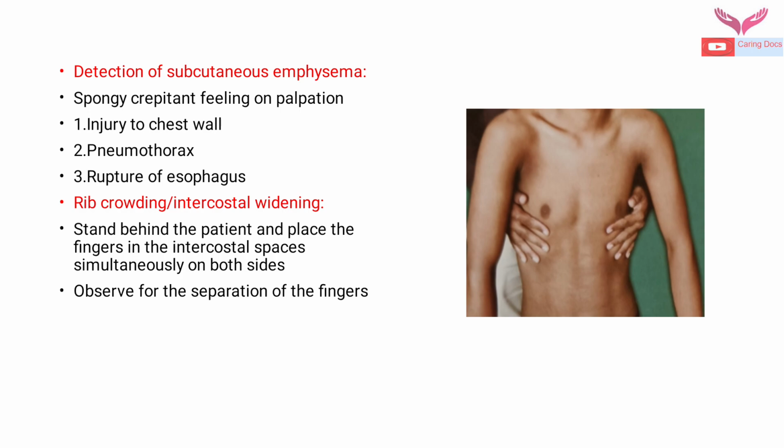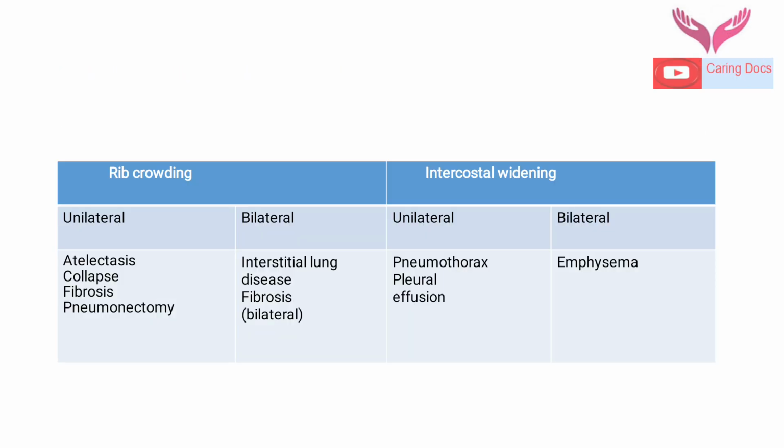This is the picture. How do we see rib crowding or intercostal widening? We stand behind the patient and we place the fingers in the intercostal spaces and ask the patient to breathe in and out, and we can judge on both sides by placing the fingers in the intercostal space whether there is rib crowding on one side or the other, or whether there is intercostal widening. We can compare both sides.